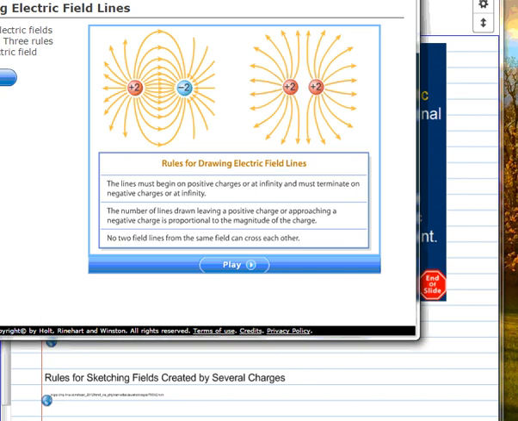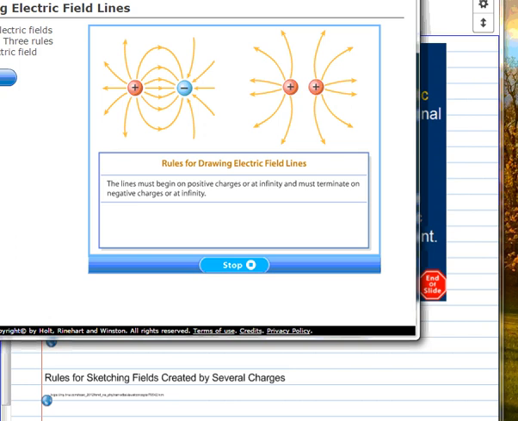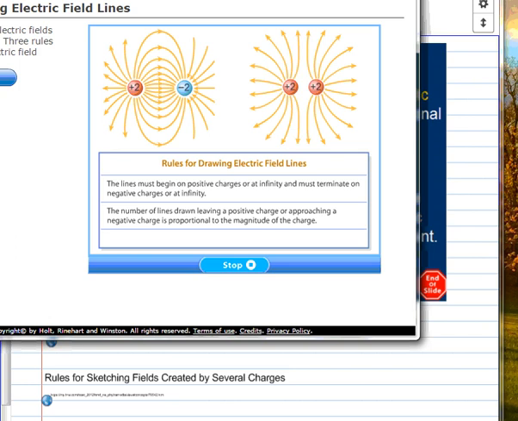Rules for drawing. Electric field lines are a way of visualizing electric fields. For an isolated positive charge, the lines originate on the charge and continue to infinity. For an isolated negative charge, the lines originate at infinity and terminate on the charge. When two or more charges are present, the field lines still obey the same simple rule. The number of lines leaving a positive charge or terminating on a negative charge is proportional to the magnitude of the charge. The third and last rule is that the lines of the same field cannot cross each other.